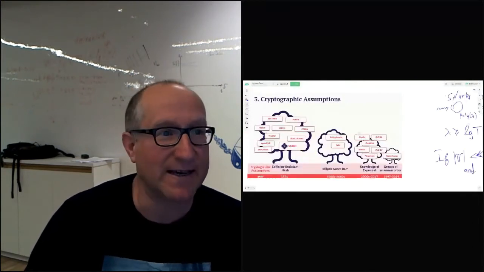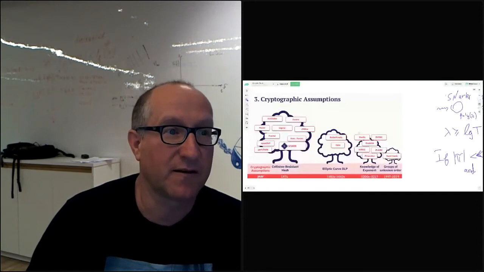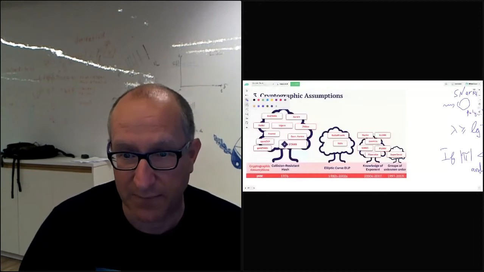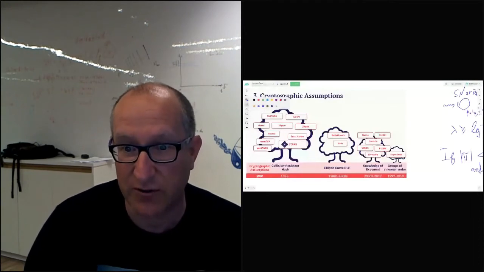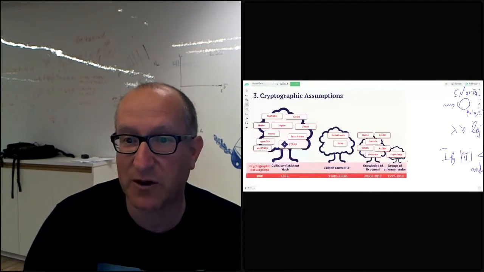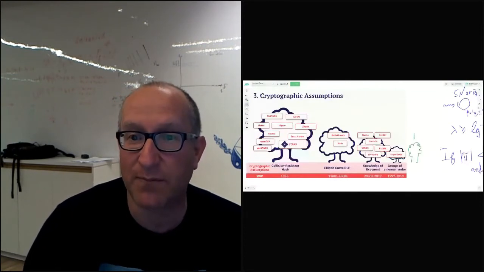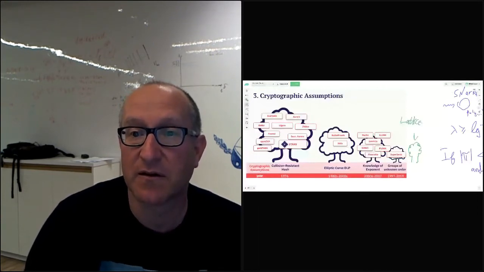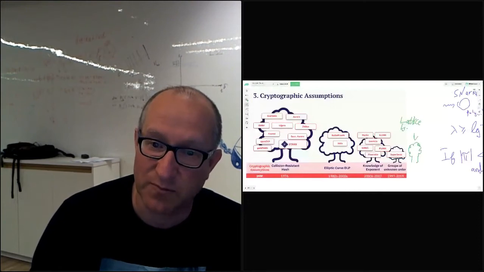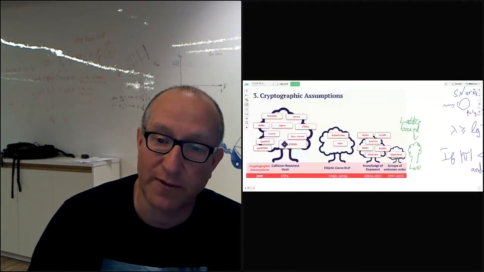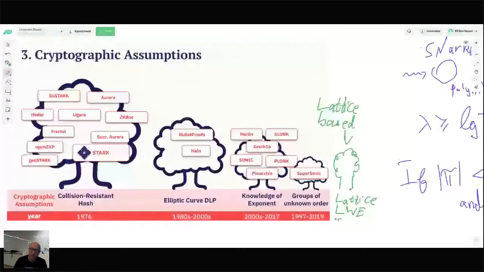So what I want to say is that there's actually one other family that I haven't mentioned here. So let's just draw this sort of tree, and it may appear. And this is based on lattices. Things like learning with errors and the shortest vector problem, things coming from lattices.